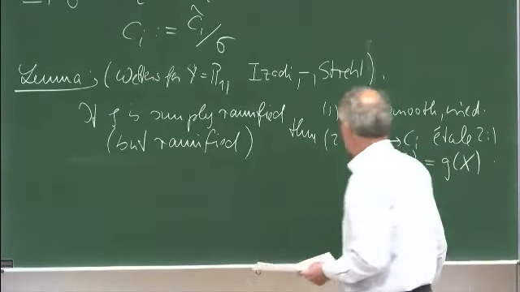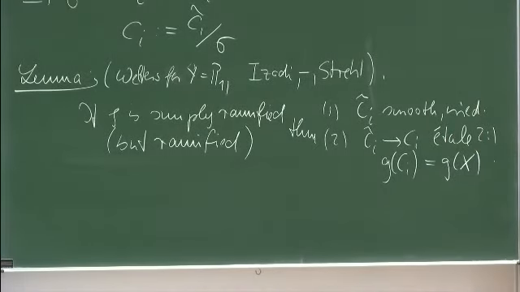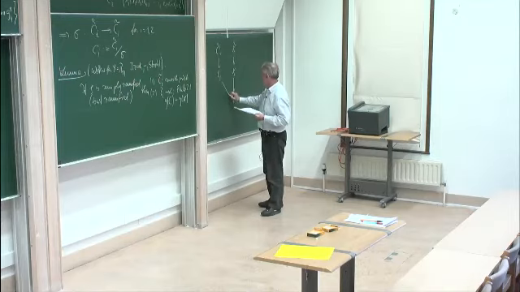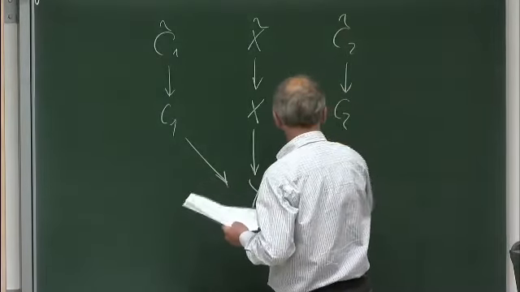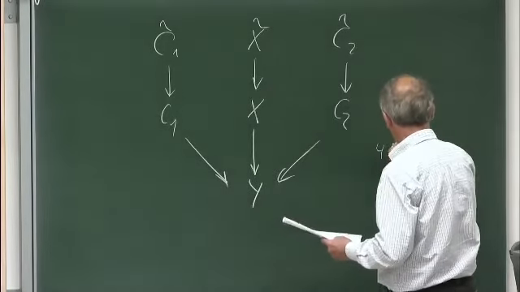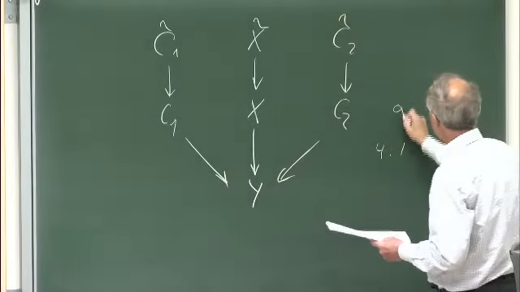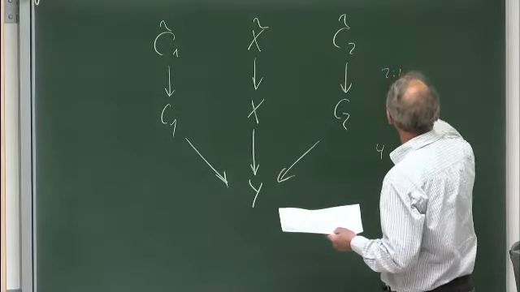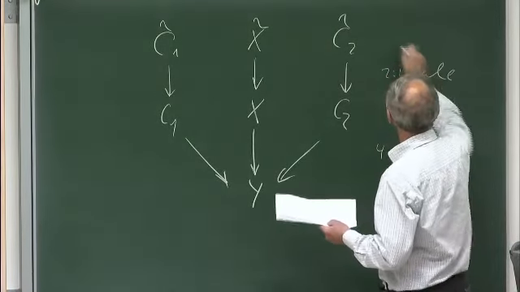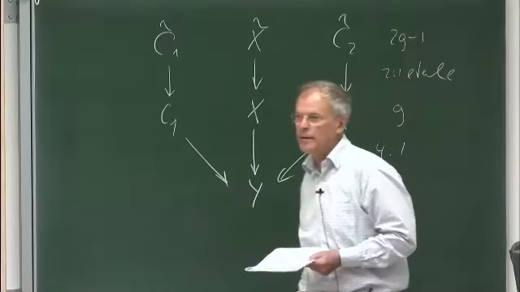So we have the following situation. We start with X tilde, an étale double cover over X, and then this 4 to 1 cover over Y. And here we have C1 tilde over C1 over Y, and here we have C2 tilde over C2 over Y. So where these maps are 4 to 1, the genus here is always g, is the same, and these maps are étale 2 to 1. So the genus here is 2g minus 1.